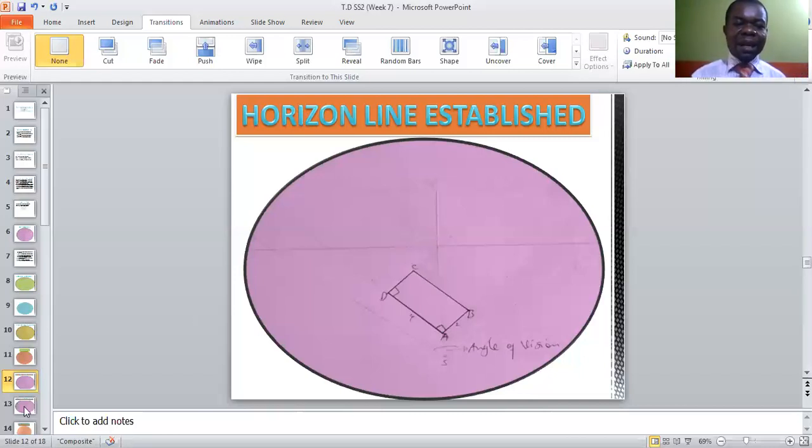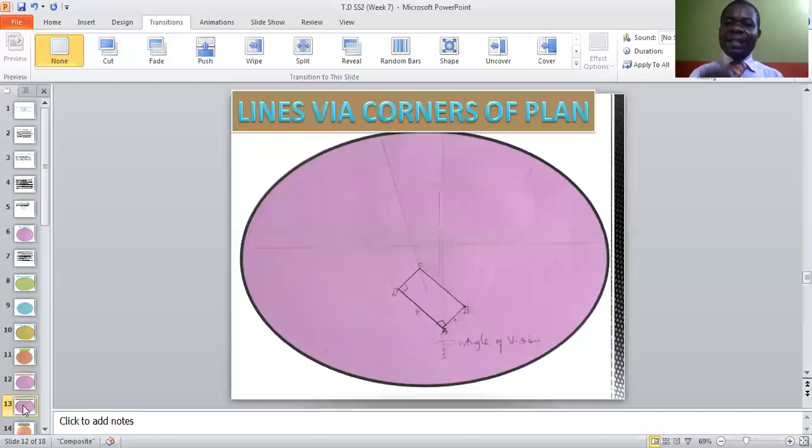After the horizon line, like I told you, next the lines via corner. That is from the S now, from that angle of sight or this line of sight here. You take light line to pass through the 4 corners of that rectangle, the plan now. Passing through A, going up, passing through C, going up, passing through B, going up, passing through D, going up, radiating lines. Just like we did enlargement of rectangle and reduction of rectangle in your SS1 work.